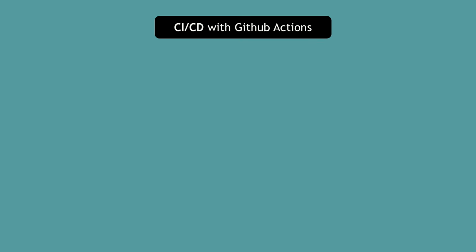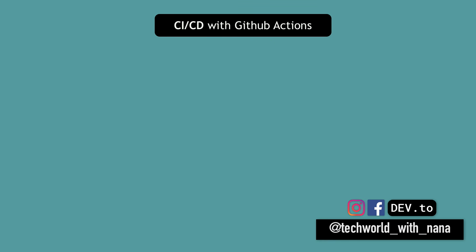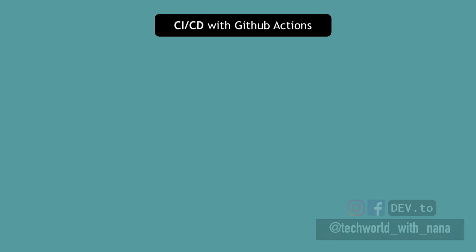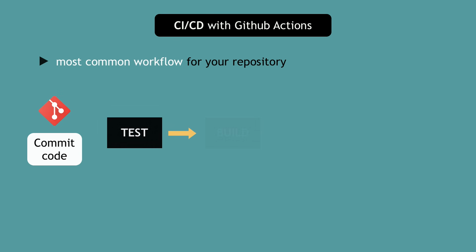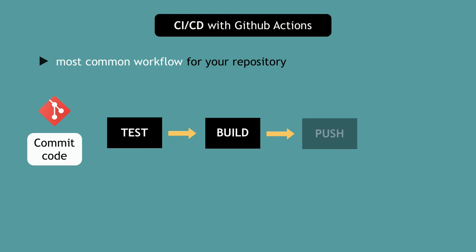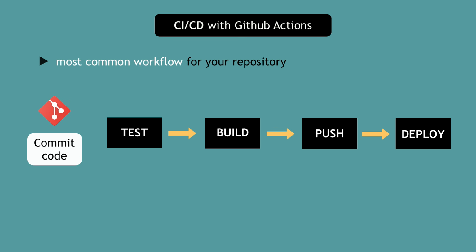So obviously not everybody has an open source project on GitHub. You can have your own private projects on GitHub for the application that you're developing. So the most common workflow you will think of for your repository would be a CI/CD pipeline. You commit your code, the build starts, it tests your code, builds it into an artifact, then pushes the artifact in some storage, and then deploys the application on a deployment server.